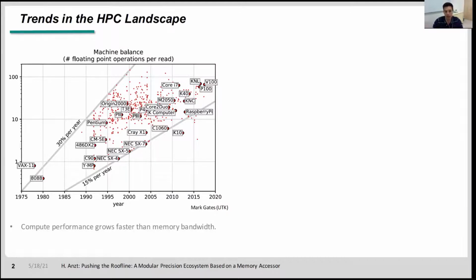So what does that mean? That means that even though the performance is growing and the memory bandwidth is growing, the memory bandwidth is growing at a slower pace than the compute performance. And these processors are increasingly getting imbalanced in the sense that operations are more or less for free, but memory accesses are actually what counts and what often limits your performance.